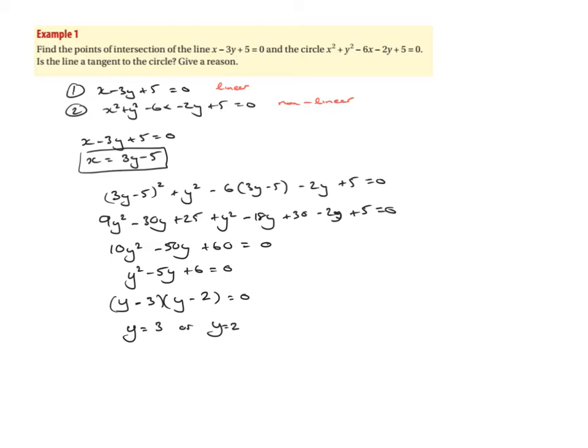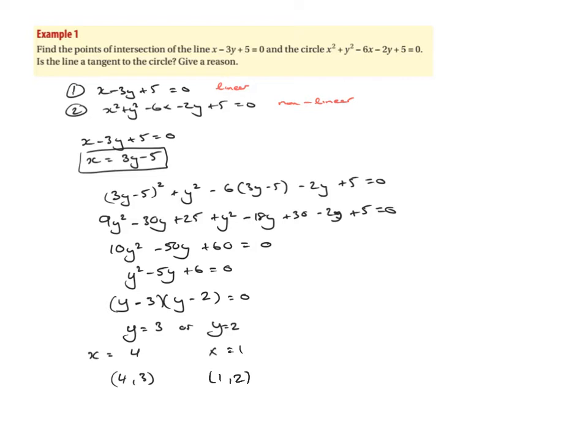Now I'm not quite finished because I should really work out my x coordinates. It doesn't really ask me in the question, but I should do it anyway. So my x coordinates here, I can stick these y values into this here. So when y is equal to 3, x is equal to 3 times 3, which is 9, 9 take away 5, sorry, which is 4, so x is equal to 4. So the first one is (4, 3). And for this one here, when y is equal to 2, putting it into this, 3 times 2, which is 6, 6 take away 5, which is 1, so x is equal to 1. So the second coordinate is (1, 2).